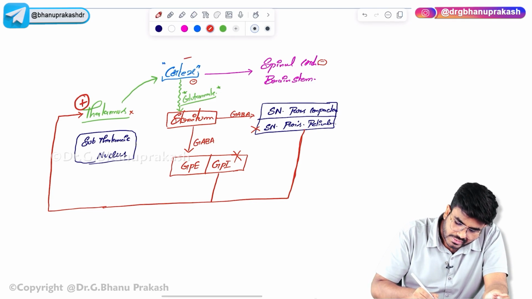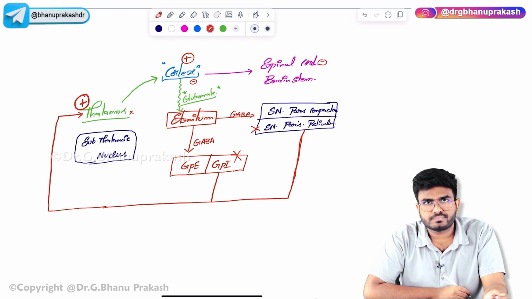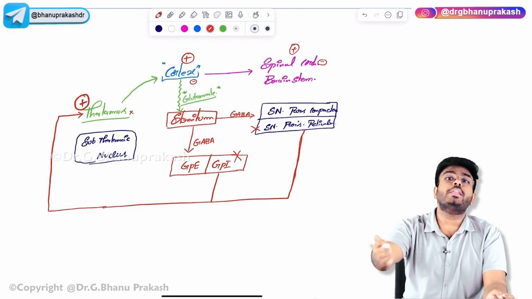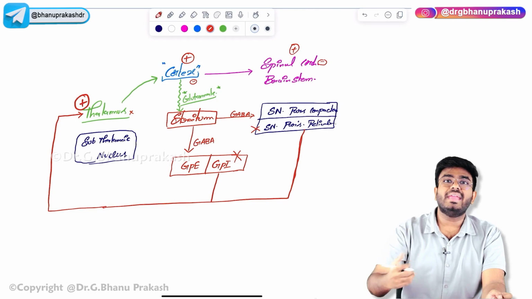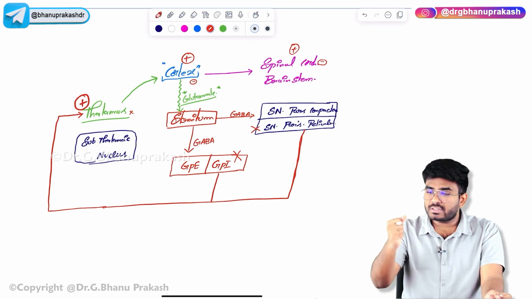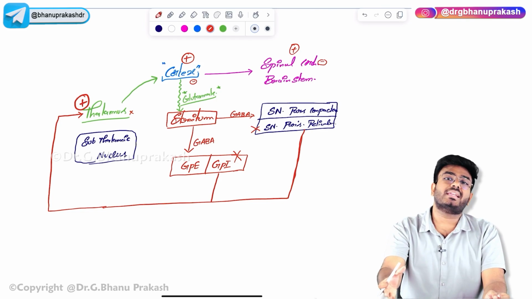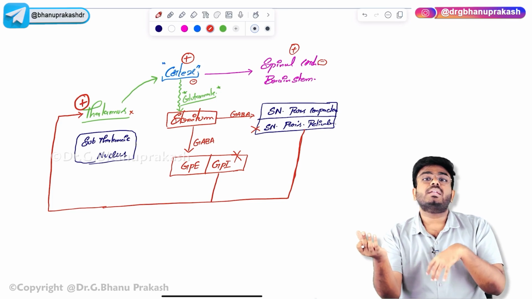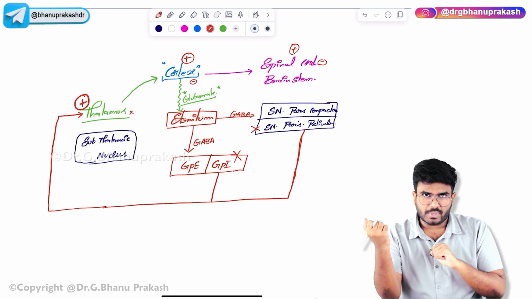When the thalamus is activated, the cortex will be automatically activated. Now this cortex is going to stimulate the spinal cord and the movement is going to be executed. Whatever muscles are required, that musculature is going to contract and the movement is going to be possible. So this circuit is called the direct pathway.